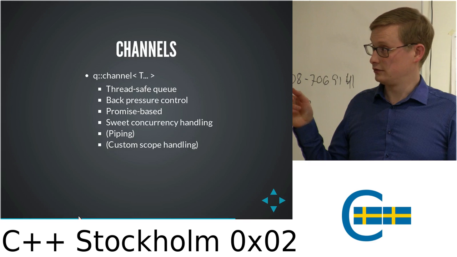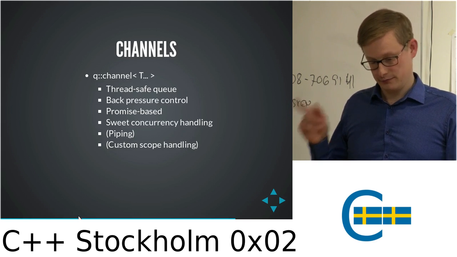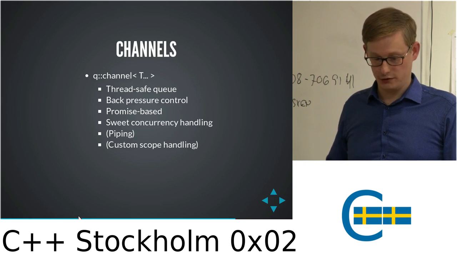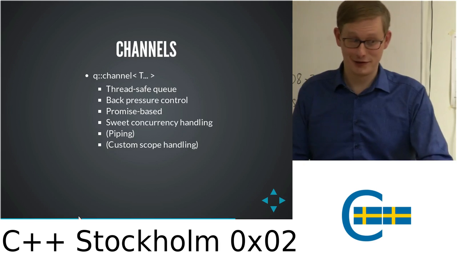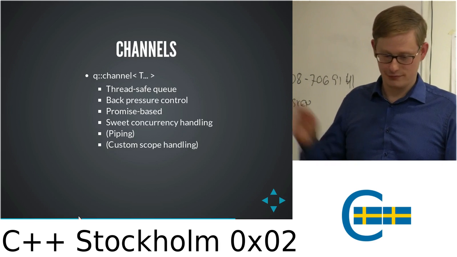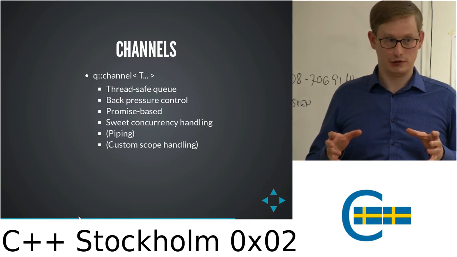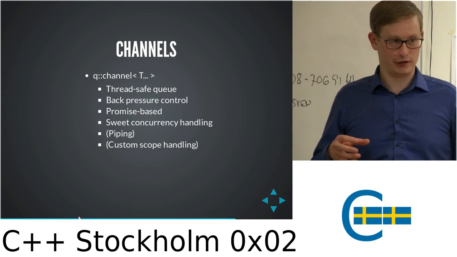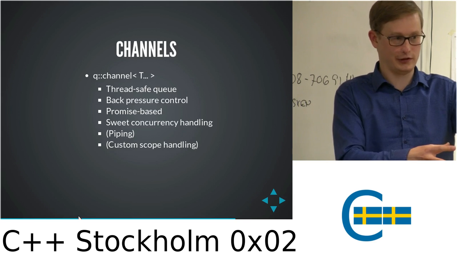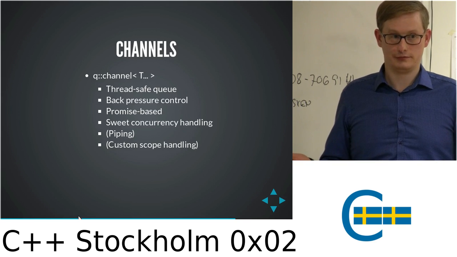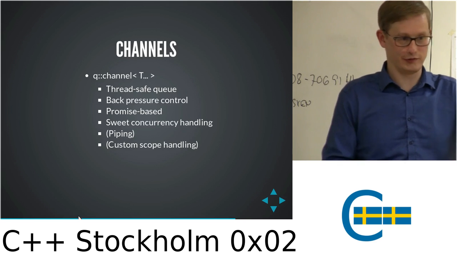And they have back pressure control, which is cool. I will show you what that means. Promise-based. Maybe that's good. Maybe not. You'll see. And they have sweet concurrency handling. It's actually very, very sweet. And they have more that I don't have time to show today. A thread-safe queue is basically a queue that you can push things in one end and read from the other from any thread. So when writing, you lock a mutex, you push something in, and then you unlock. Simple. When you read, you take the mutex, you pop the first value, and then you unlock.